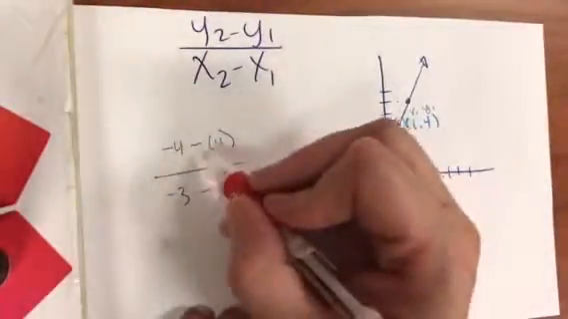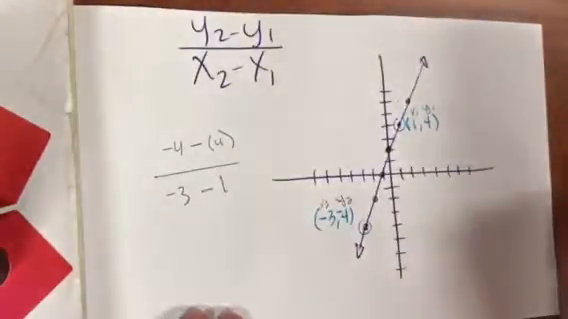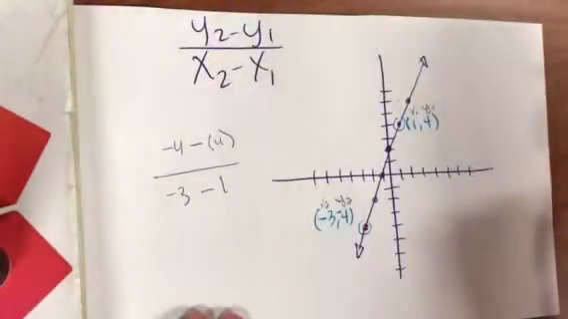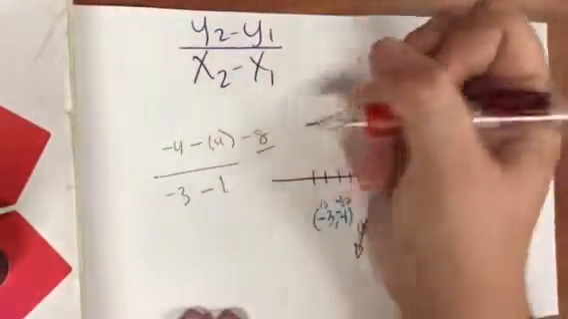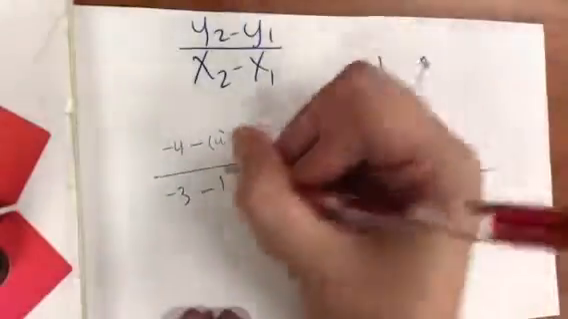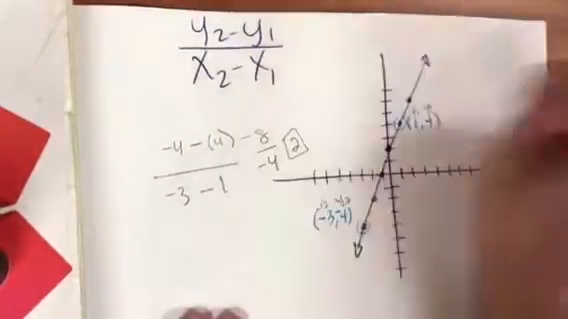Now, -4 minus 4 is -8. Negative, yes, -8. Whew, it has been a long day. I can't subtract in my head. So -3 minus 1 is -4, so -8 over -4, which is +2. So my slope is 2.